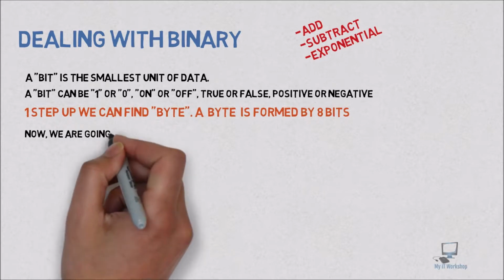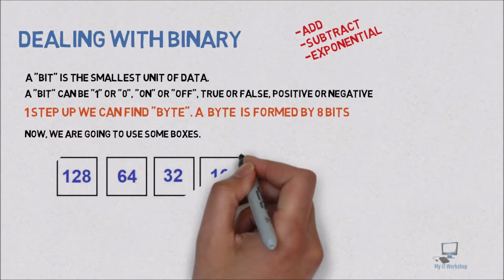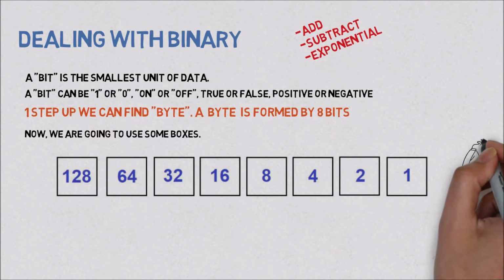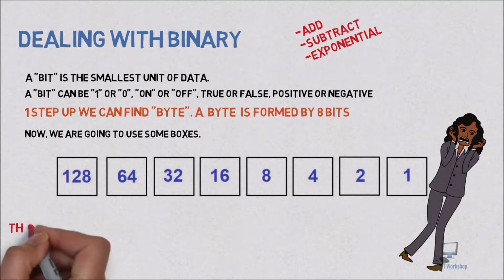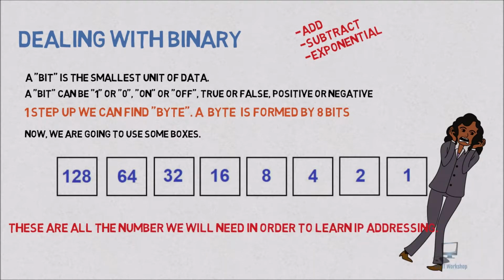Now, we're going to use some boxes. These boxes hold the numbers we're going to use to represent most of the numbers we're going to need. Starting from right to left it goes from 1 to 128. As you can see, every number to the left is double the number on its right. But don't panic, I know it sounds like these numbers are random. I'm going to explain how we came up with those in a few minutes. These numbers, like I said, are the only ones we're going to need to learn IP addressing.